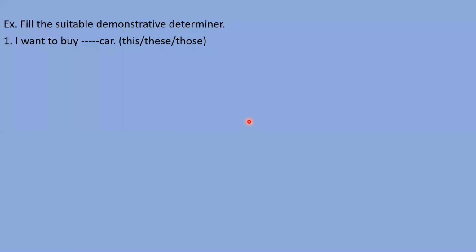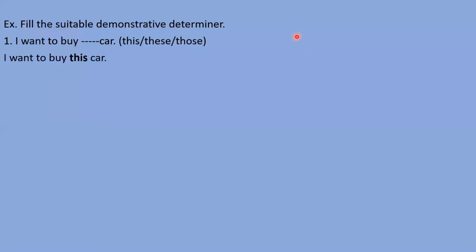Our first question is: I want to buy space dash car. So these or those, which will come? Ananya, you please tell me. Sir, this. This will come. Why, Sir, this? Because this is singular. Because we are talking about a car and that is singular. So these and those words are used for plural. So that's why we need to use this. Right answer.